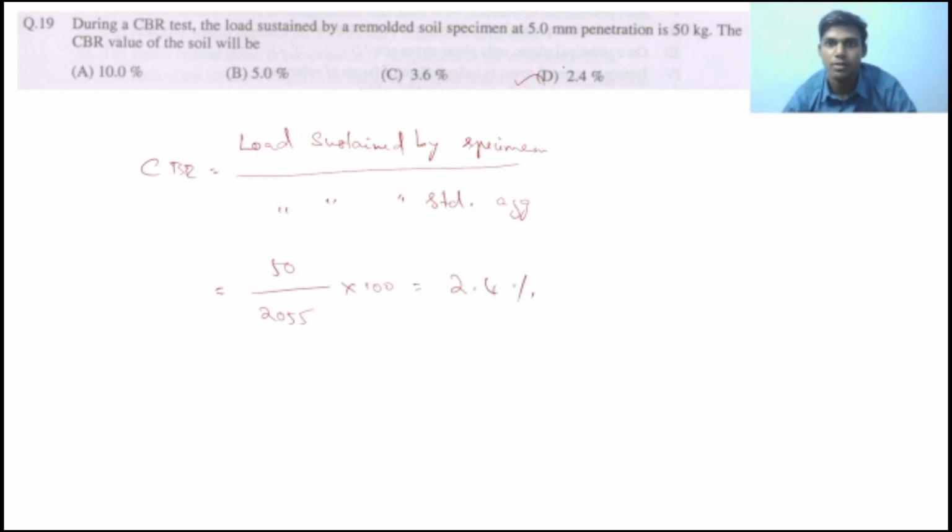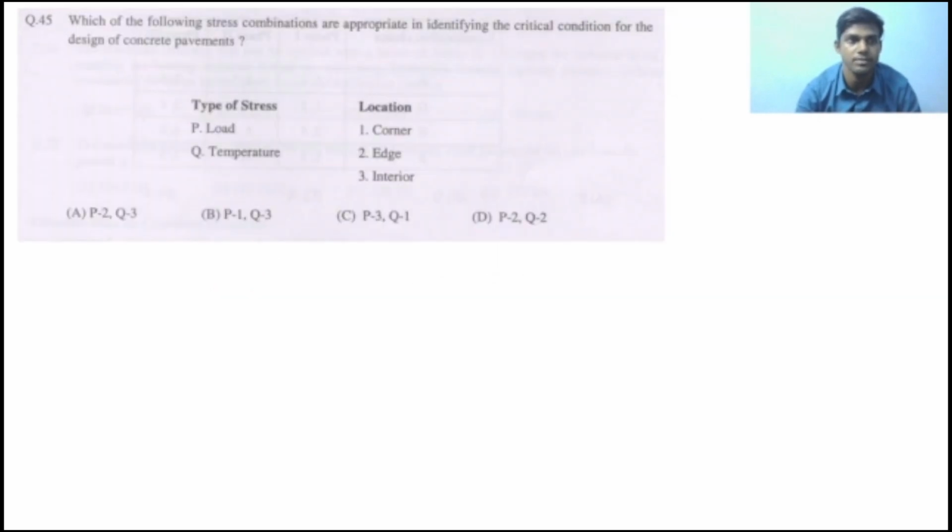If 2.5 mm is given in the question instead of 5 mm penetration, the load sustained by standard aggregate will be 1370 kg. For 5 mm penetration it is 2055 kg. For 2.5 mm penetration it is 1370 kg.